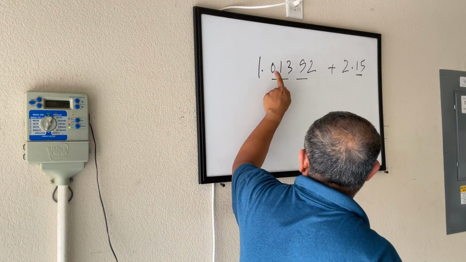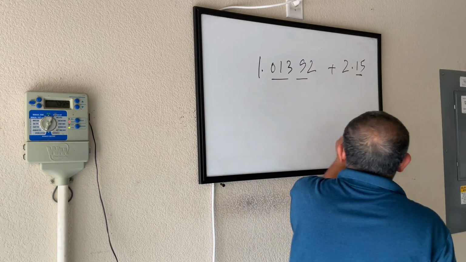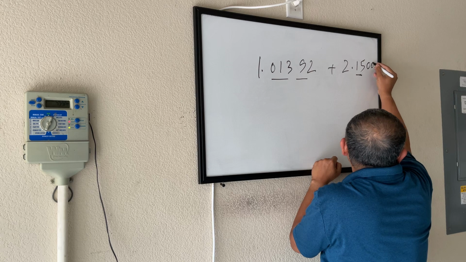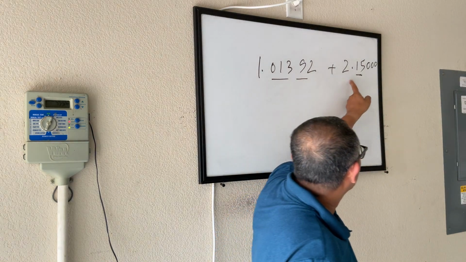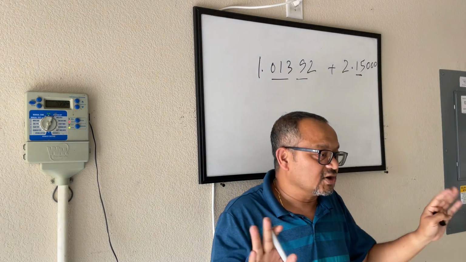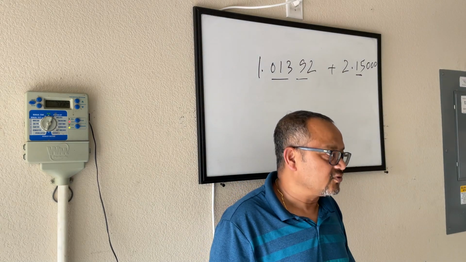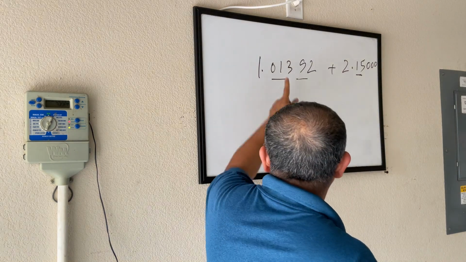Here I have 1, 2, 3, 4, 5 digits after the decimal. Here I have only 2 digits. Let's ensure some parity. Now this looks okay. Here also I have 5 digits after the decimal. Here also I have 5 digits after the decimal. Both look like they're from the same fruit family. Both are watermelons. Alright, so now I can add them.